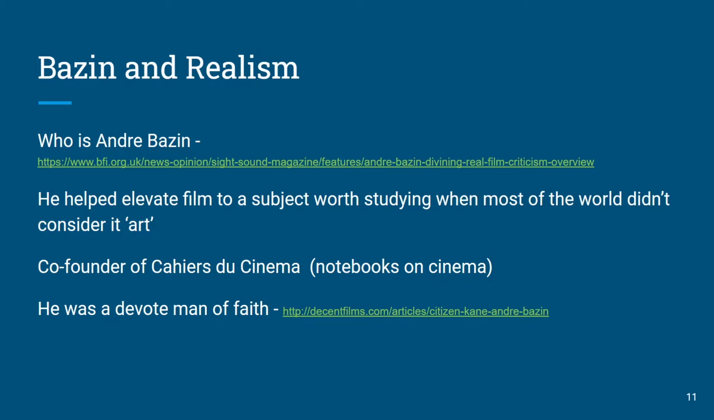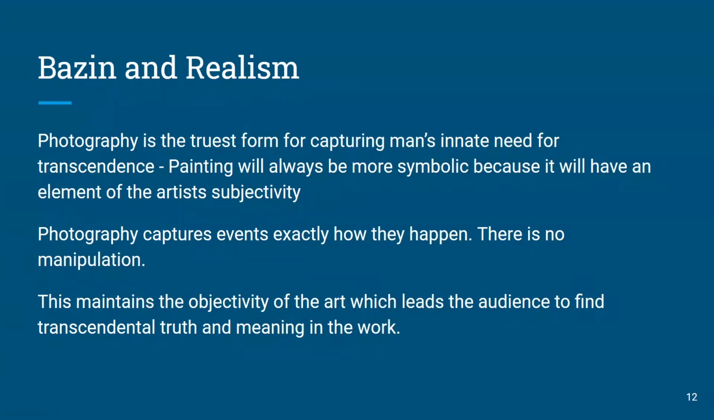In fact, he worked on the Cahiers du Cinema, which was one of the first French publications at really looking at films academically, and very much influenced the realist movement and a lot of realist filmmakers. So he talked about photography as the truest form for capturing man's innate need for transcendence.